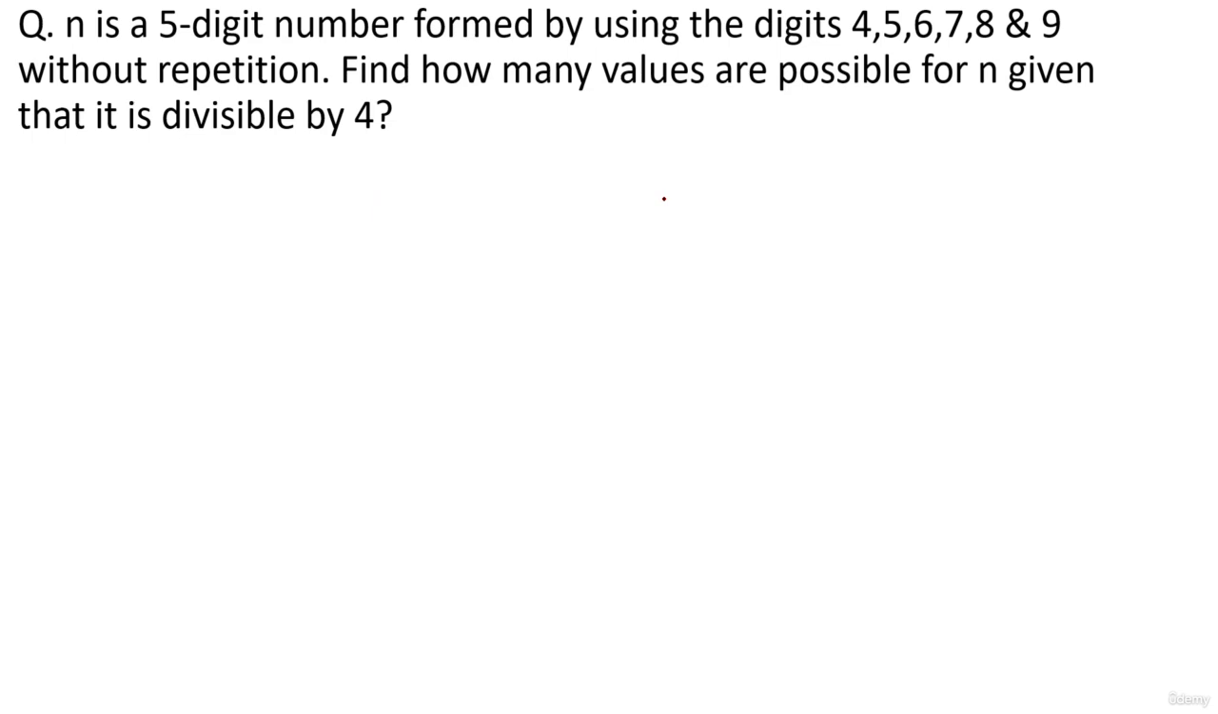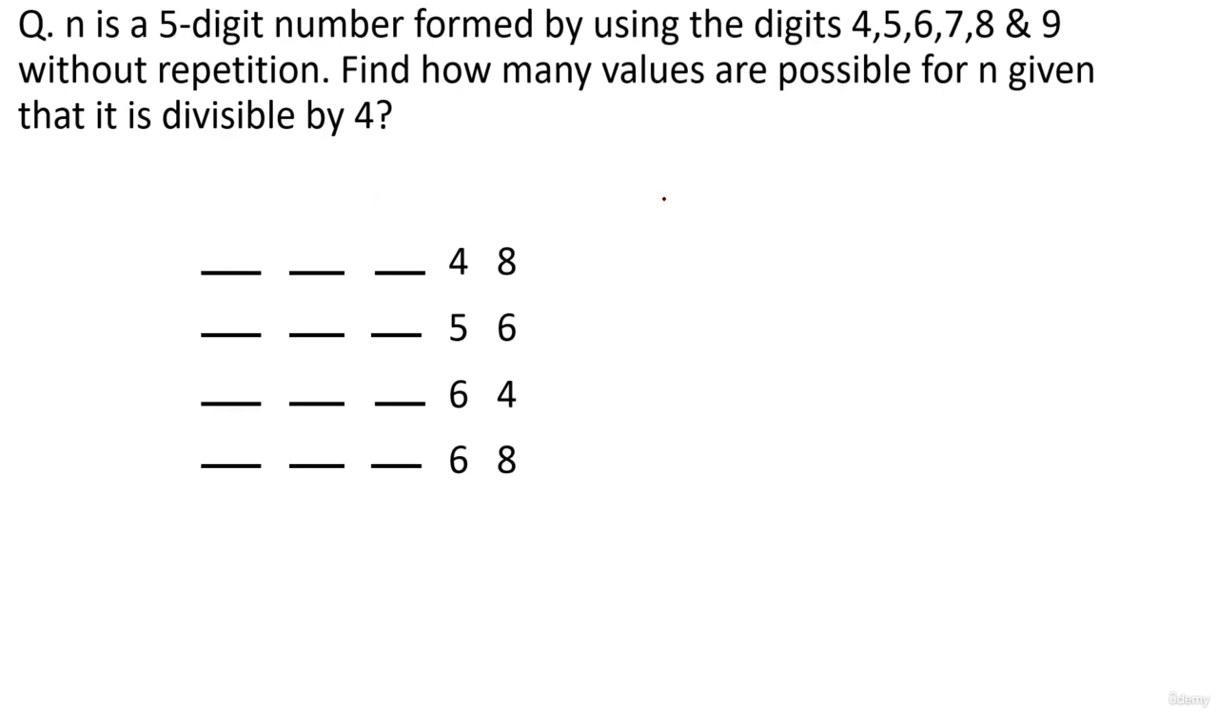So what will we do? We'll take cases now. First case, which is the smallest? Last two digits 48, right? 4 and 8. 48 is divisible by 4. Next, you can take 56, which is divisible by 4. Can you take 64? Yes, this is also divisible by 4. Can you take 68? Yes, this is also divisible by 4, 17 times. 76? Yes, 19 times. 84? Yes, 21 times. 96, 24 times, right? So all these last two digits ensure that the number is divisible by 4, right?